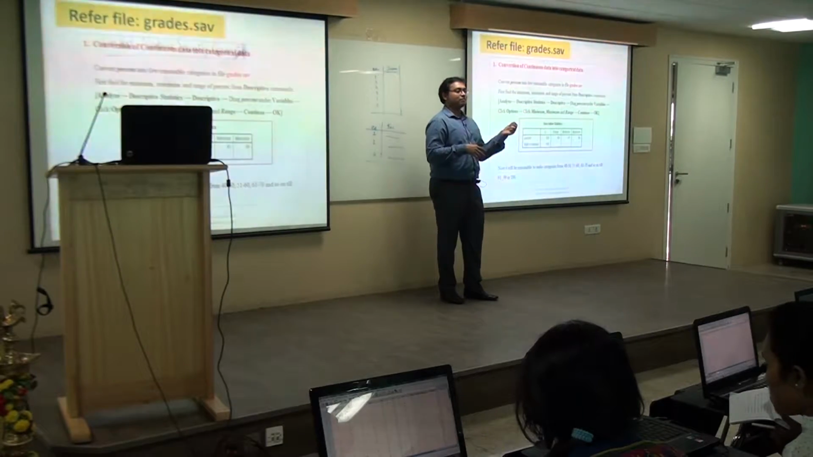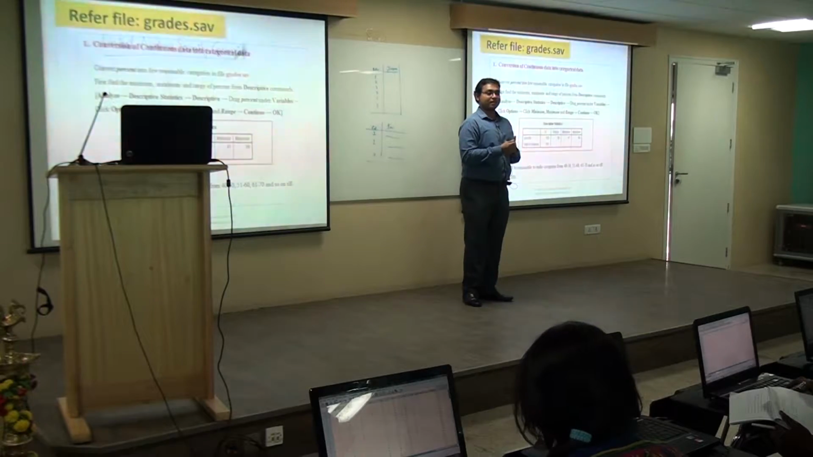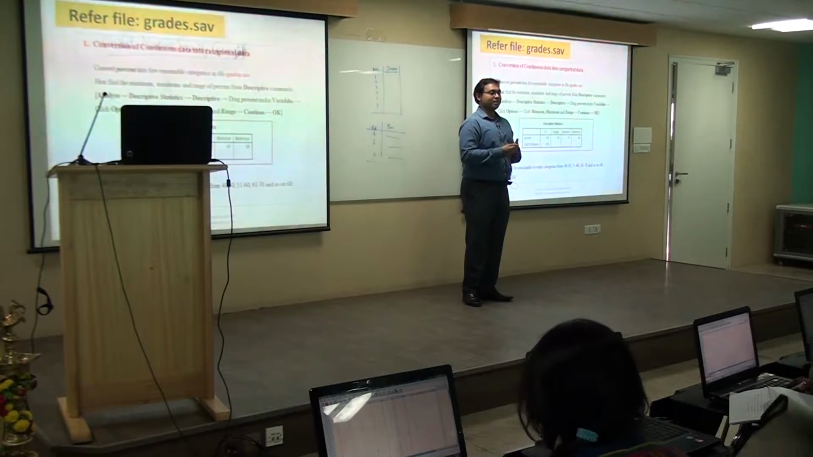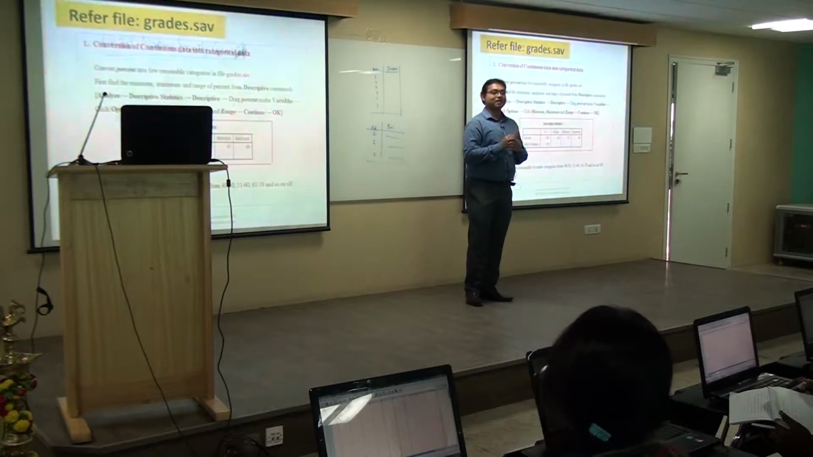Now minimum and maximum value can be obtained through descriptive statistics. Right? These are descriptive statistics: minimum, maximum, mean, median, mode. These are what describe the data, and that's what is called descriptive statistics.